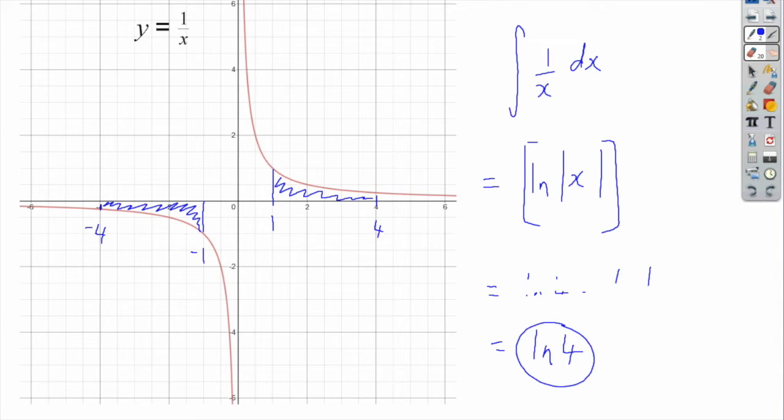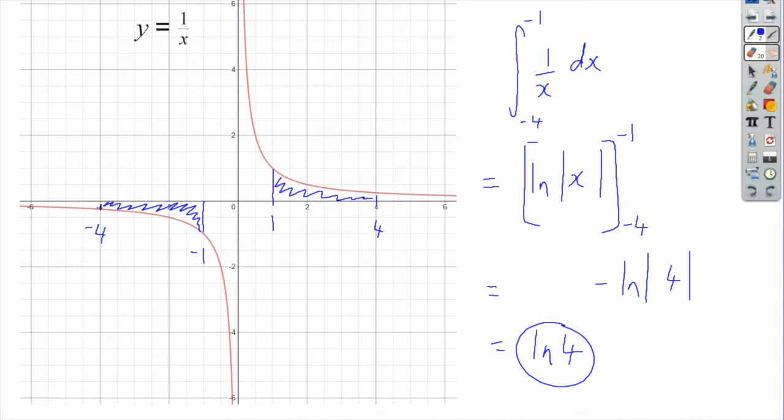So I'm just going to erase this bit of working, and we're going to hope we get the same answer, which we will, because of the symmetry of the curve, as I said. So negative 4 and negative 1 are the limits, and I'll put them in both here and here, and we substitute them in. The largest value first, of course, so natural log of the modulus of negative 1, and then subtract the natural log of the modulus of negative 4. That would give us natural logarithm of 1, which is 0, as before, and then we'd subtract natural log of 4.